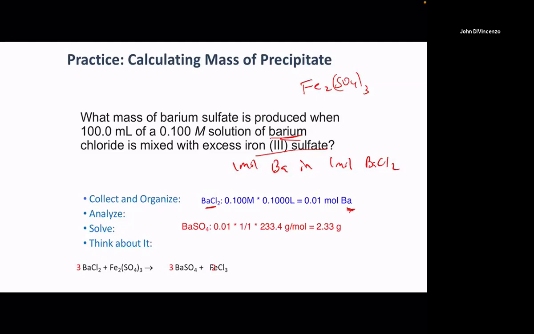And then how did we get the barium sulfate? Well, we started with 0.01, and once again, it's still 1-to-1. 1 barium sulfate for every 1 barium, and that's the molar mass of barium sulfate. So the answer is 2.33 grams. And it's borne out in stoichiometry that this is a 1-to-1 relationship, right?